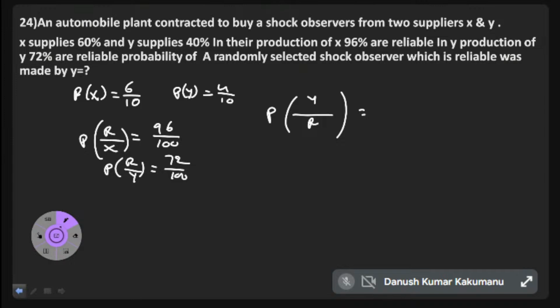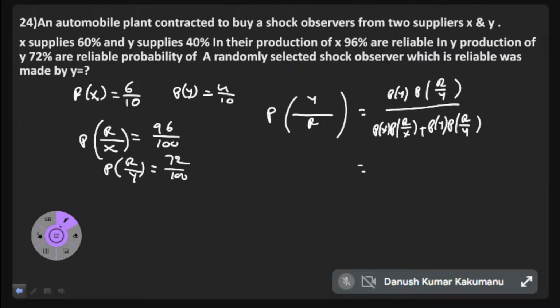All right. P of Y given R. What is the formula? P of Y into P of R by Y divided by P of X into P of R by X plus P of Y into P of R by Y. For CSE students also, so many Bayes theorem questions are there. Substitute and simplify. What is the answer?